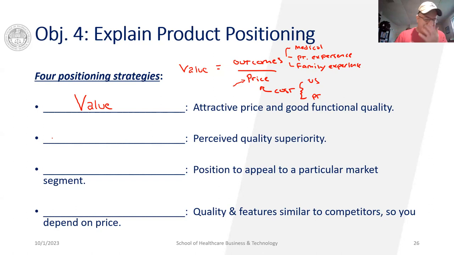And then we look at quality. So quality was correct, I didn't need that. I just knew there was something wrong with that first one. So do we have a quality superiority? And then what about demographic, our position to appeal to a particular market segment? So we have that demographic positioning strategy.